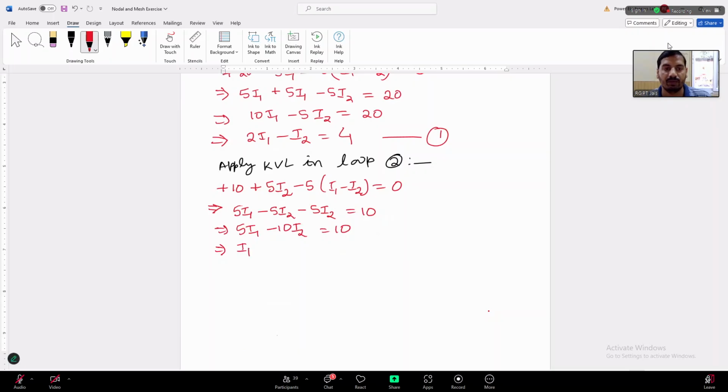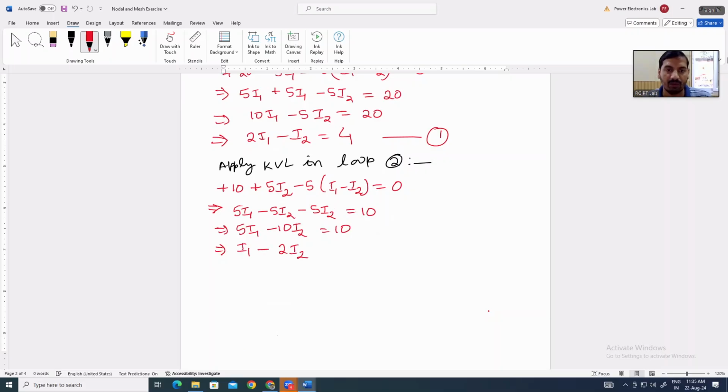5 को हम कॉमन लेके कट कर सकते हैं। i1 माइनस 2i2 इज इक्वल टू 2, इक्वेशन नंबर 2। Now we have two equations in terms of I1 and I2, and we have two variables. If we want to find out the loop currents, we can easily get by using two equations, equation 1 and 2, right? So what will be the final value of currents, loop currents?